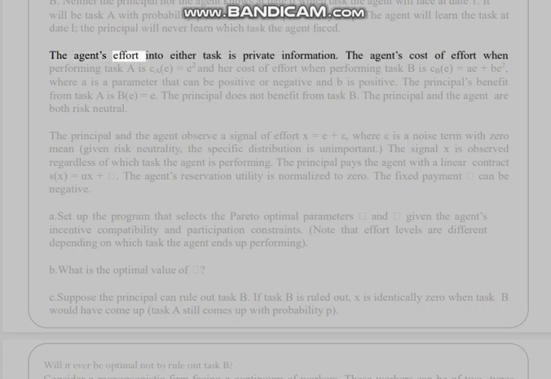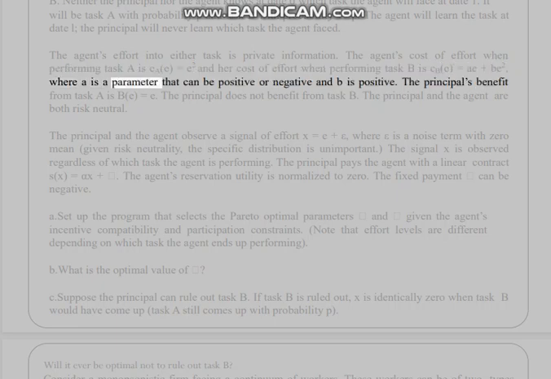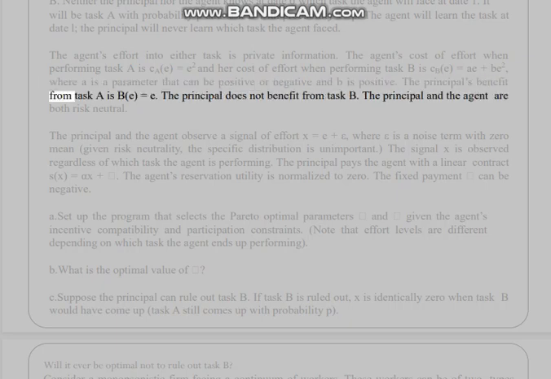The agent's effort in either task is private information. The agent's cost of effort when performing task A is C_A(e) equal to e^2, and her cost of effort when performing task B is C_B(e) equal to a plus b e^2, where a is a parameter that can be positive or negative and b is positive. The principal's benefit from task A is B(e) equal to e. The principal does not benefit from task B.